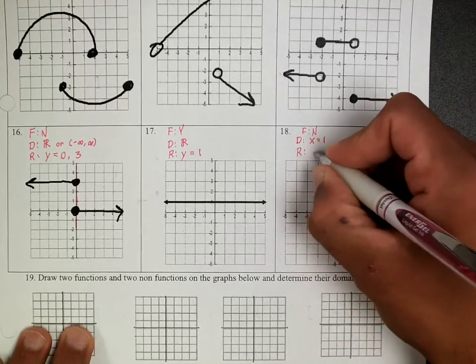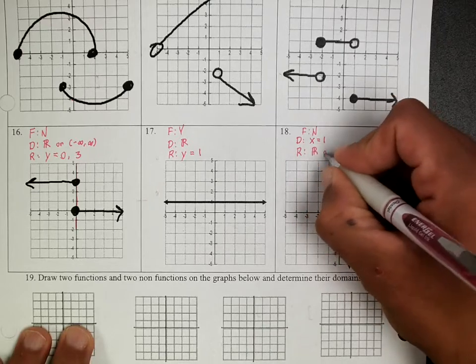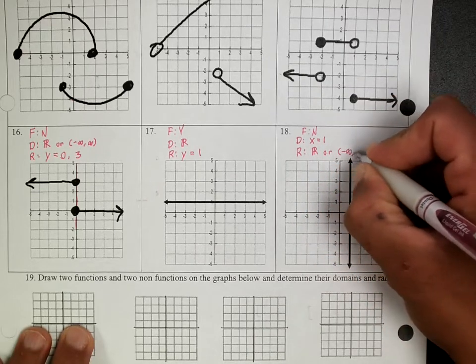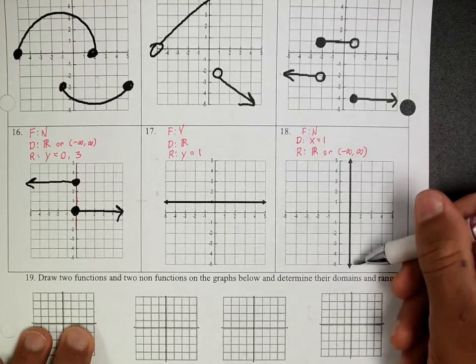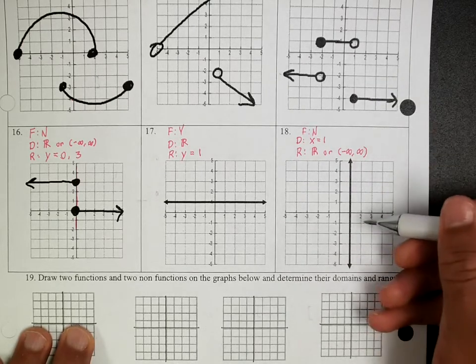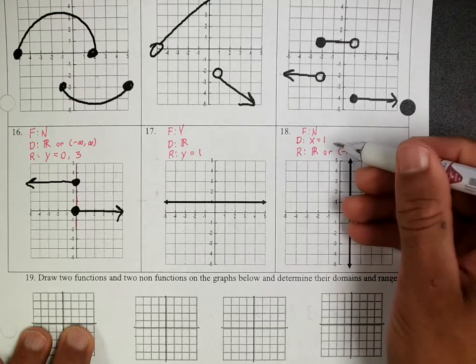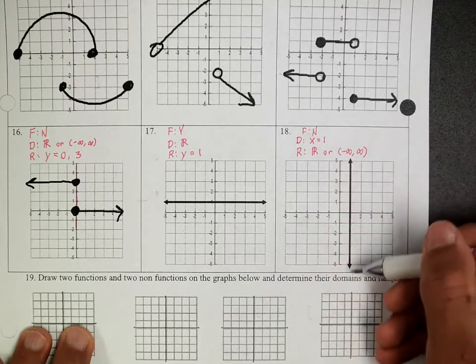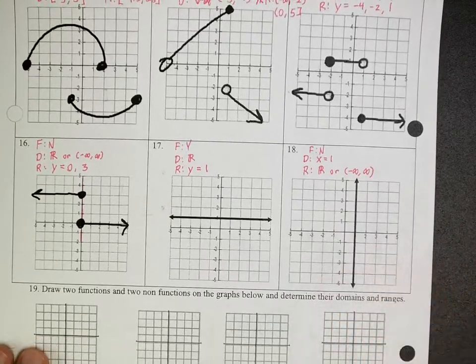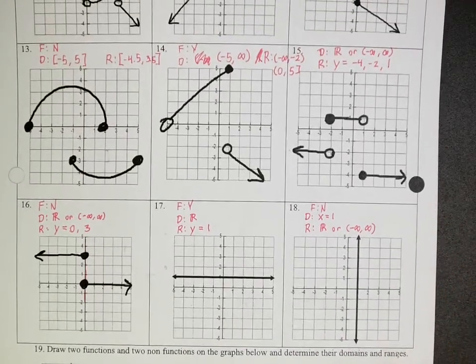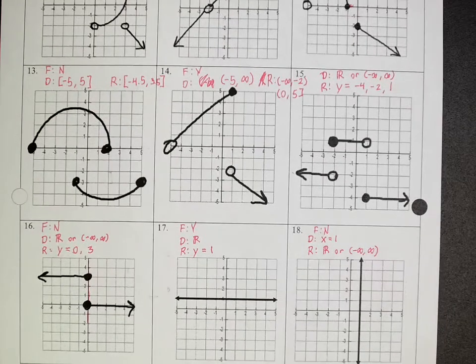Now the range is going to be all real numbers or between negative infinity to positive infinity. Now don't get that confused. It's negative infinity because it's going down, and positive infinity because it's going up for the range. All right, so the range, how far down, how far up did I go between negative infinity and positive infinity? All right, if you managed to listen to this whole thing, this could be pretty confusing. Make sure you do try to understand it. We are going to go over some examples tomorrow.